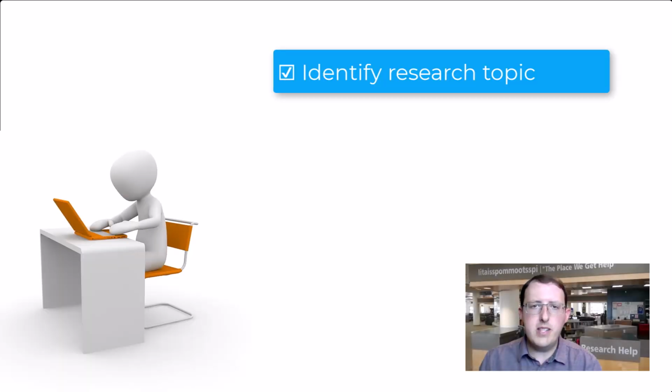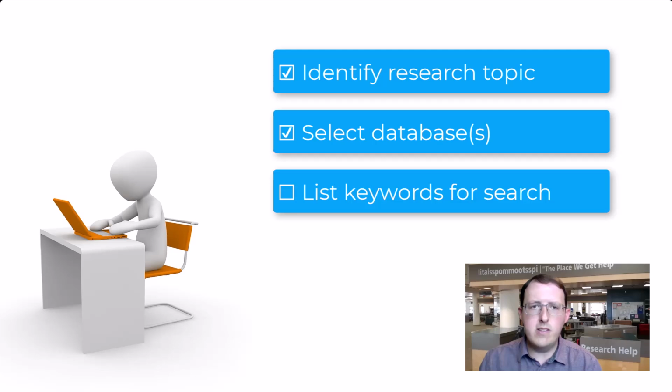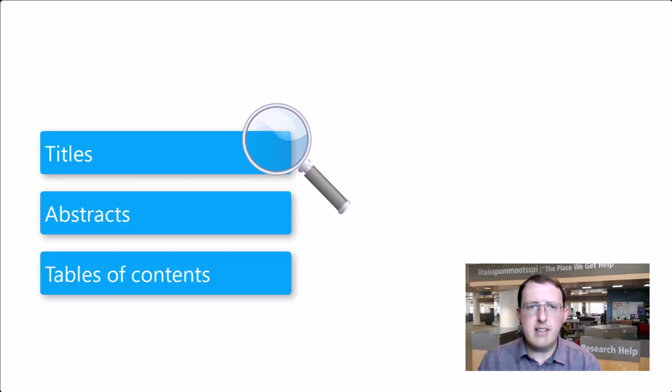Once you've identified a research topic and a database to search, it's time to start thinking about the keywords you will use to find relevant sources on your topic. When running a keyword search, the database will return results that have the keywords you've entered in certain fields, such as the title and abstract or table of contents.